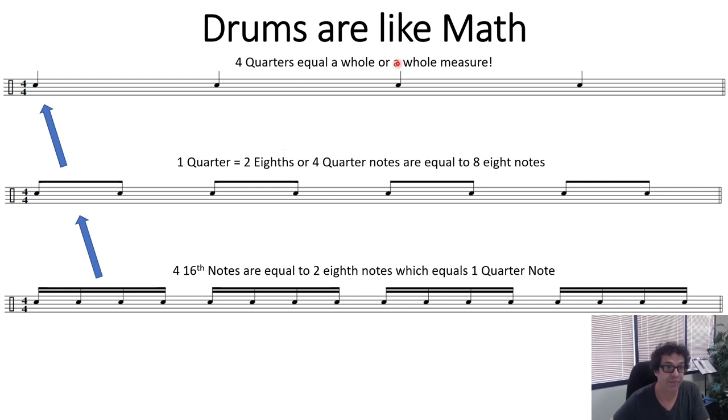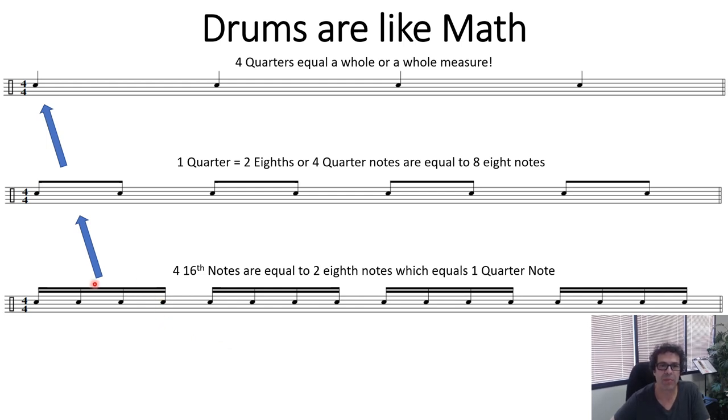So drums, like I said, they're just like math. 4 quarters equals a whole or a whole measure. Now we're talking about measures. Now we're going to get into some of these numbers and what this means, but 4 quarter notes are going to be equal to one measure. So I want you to keep that in mind. These are the quarter notes. And remember, 4 quarters equals a whole. So 4 quarter notes equals one whole measure. And 8 eighth notes also equals one whole measure. And 16 sixteenth notes also equals one whole measure.